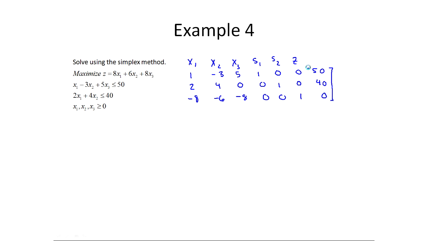Okay, here's my initial tableau. So that's how I would describe this. This is your initial tableau. So again, notice x1, x2, x3 all currently equal 0. You're at that corner point (0, 0, 0).